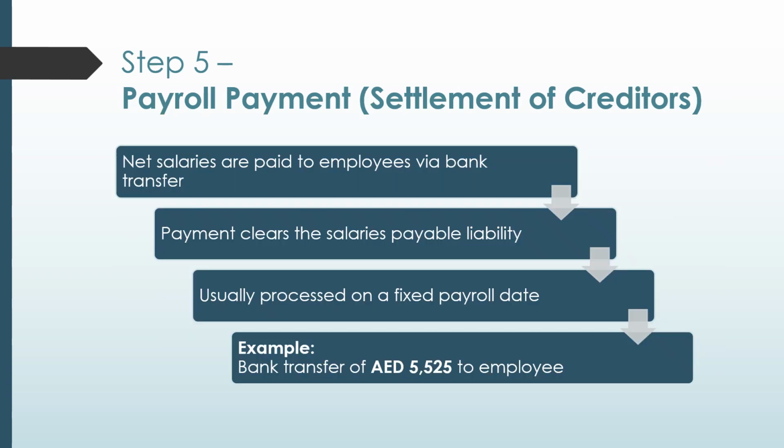Next, the company pays net salaries to employees usually through bank transfer. Once payment is made, the salaries payable liability is cleared. This step involves actual cash outflow and is usually done on a fixed payroll date each month.